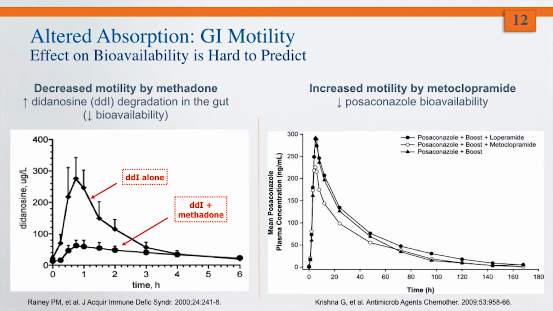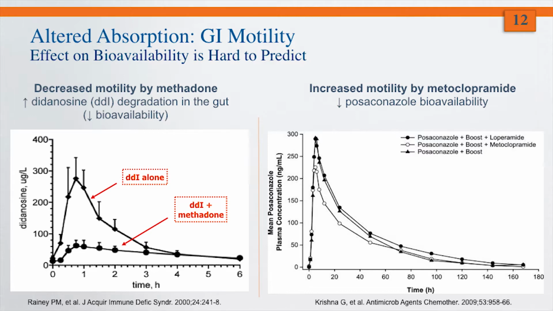Another mechanism by which drug interactions affect drug absorption is those drugs which affect GI motility. Most common are opioids, for instance methadone, which slow down our GI transit time. And it can affect drugs to varying extent depending on where in the GI tract the drug is absorbed, based on its solubility, permeability profile, and other things. In this example, I have didanosine on the left-hand side with methadone, and you can see a profound decrease in didanosine absorption. Because of the decreased motility, there was additional breakdown or degradation of didanosine in the GI tract.